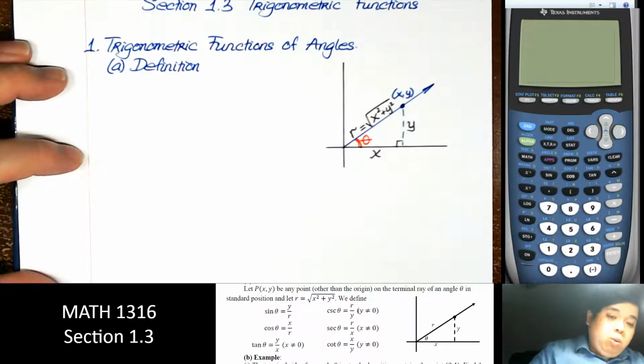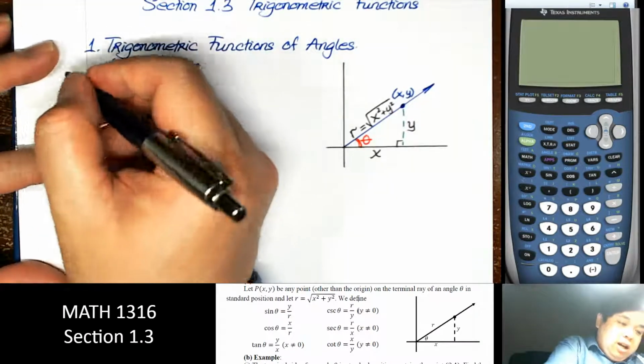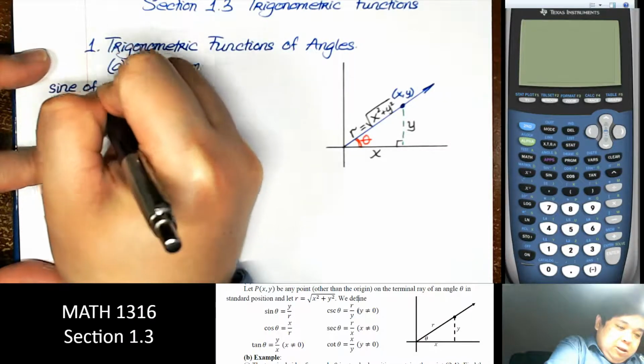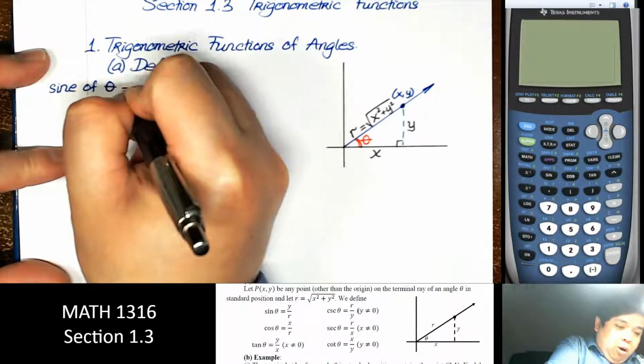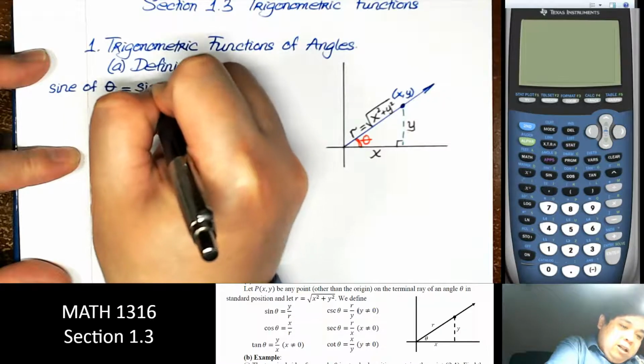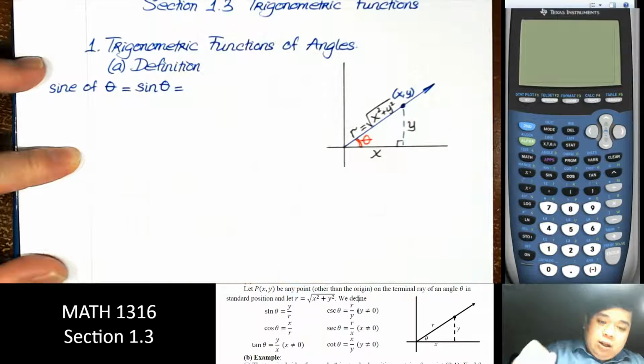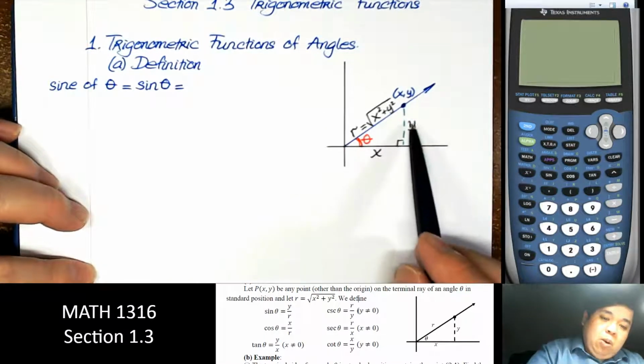Right. So we define sine of theta, or abbreviate by sin theta, is y over r.